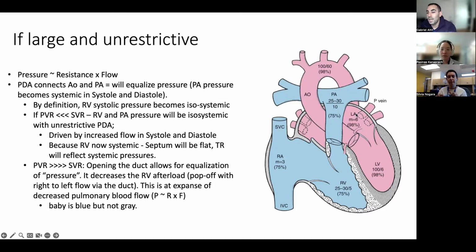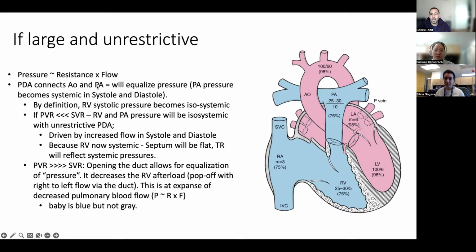Same thing, if you have a PDA with a huge left to right shunt, your LA pressure may start rising. And that's why we start seeing the LA becoming larger in size and dilating. It starts to dilate the mitral annulus and the LV because you get a lot of preload to your left side. You can start seeing higher velocities of flow going through your pulmonary veins because the pulmonary vein is a relatively fixed structure. So if you increase the flow through it, the speed will start increasing. And that's why we measure all these elements when we're assessing a patient with a PDA, as a marker of how much pulmonary overcirculation is happening.